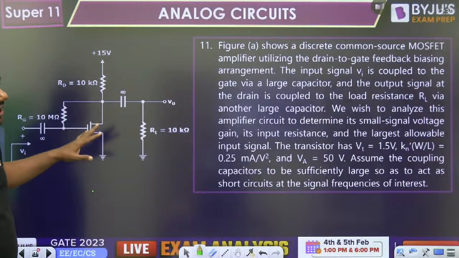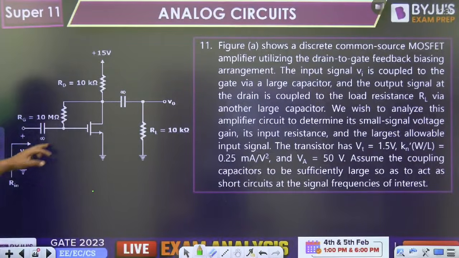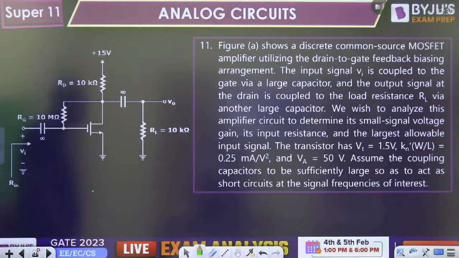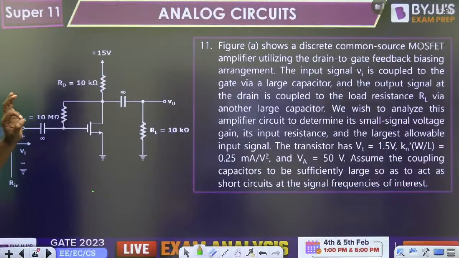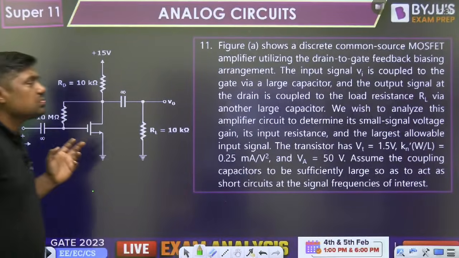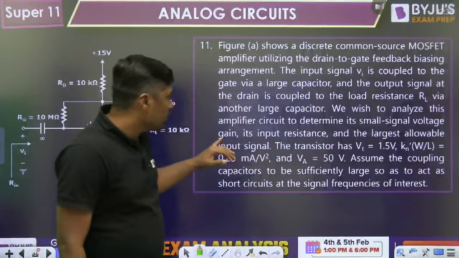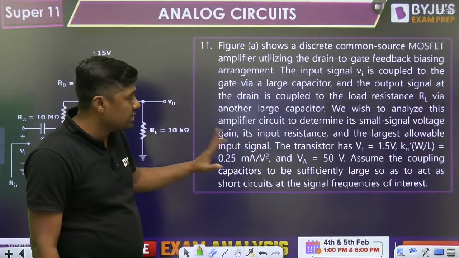Tell me. The input signal Vi is coupled to the gate via a large capacitor. This is a large value of the capacitor. What is given here? Infinite. It means during AC analysis, it will act as a short circuit. And the output signal at the drain is coupled to the load resistance RL. We wish to analyze this amplifier circuit to determine its small signal voltage gain, its input resistance, and the largest allowable input signal.